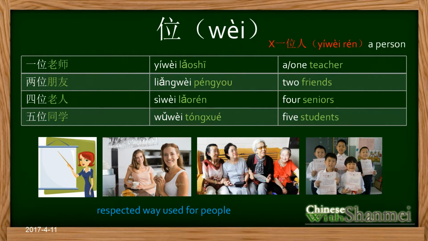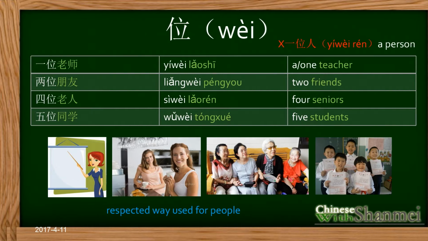But here is one exception. When you want to say a person, you don't use 位 as the measure word. But for teacher, friend, senior, students, classmate, worker, employee, all those people nouns, you can use 位 as the measure word.